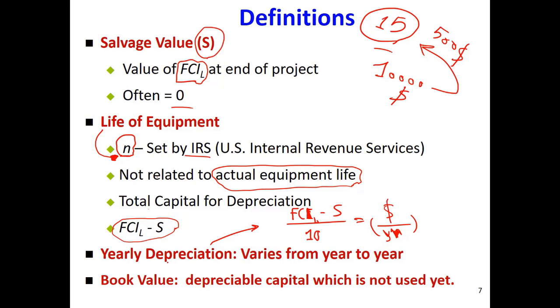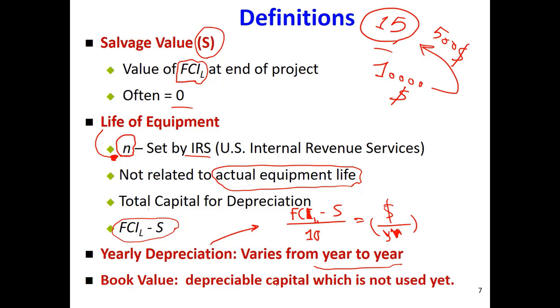But usually the yearly depreciation changes from year to year. This year the equipment will lose, let's say, more value than next year. If you buy a new car, once you get it out of the showroom, the car loses a lot of its price. So the first year you lose a lot of money because you already bought a new car, but the second year the money that you lose is not that much.